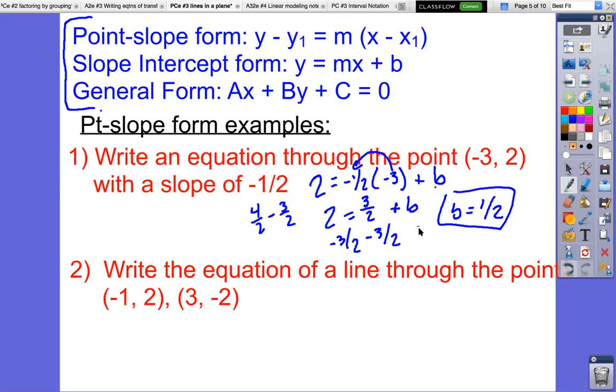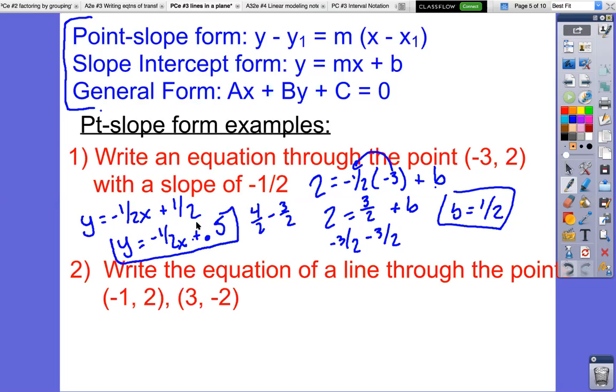I have my m and I have my b. y equals -1/2 x plus 1/2. Any questions? By the way, I don't want this as a decimal. If you've got an equation and you wrote this as a decimal, while technically it's right, there's a cardinal sin in math here. What is that cardinal sin? Does anybody know why I hate this?